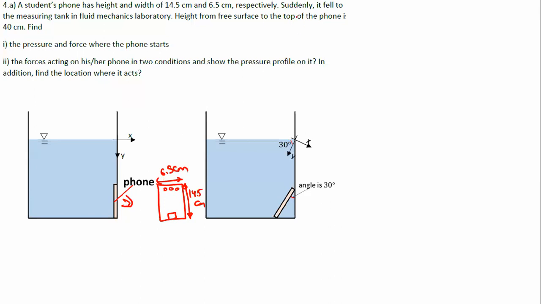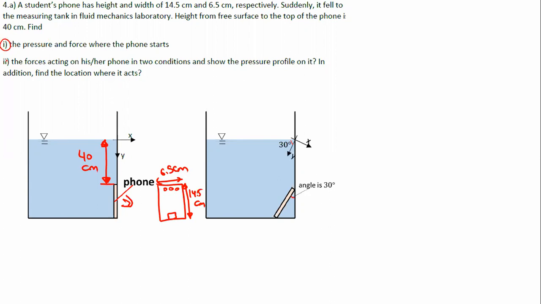Suddenly, and unluckily, it fell into the measuring tank in the fluid mechanics laboratory. The height from the free surface to the top of the phone is 40 centimeters. This is the top of the phone, and the height to that location is 40 centimeters. Find the pressure and the force where the phone starts. This is the first case.